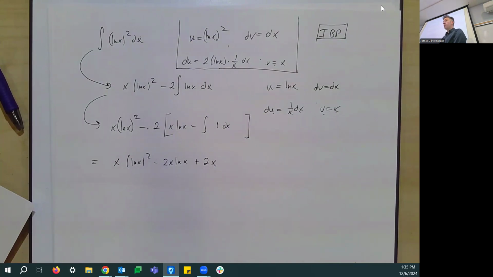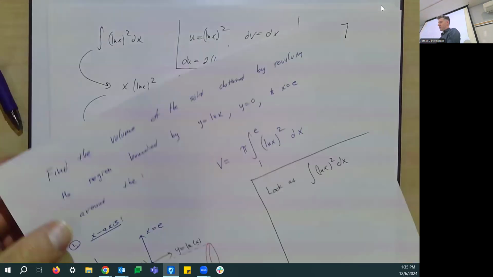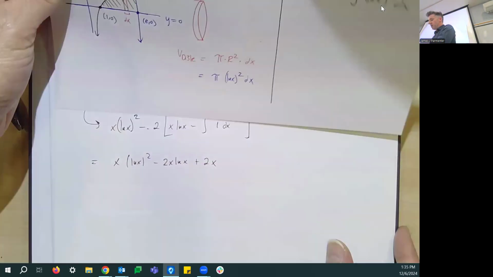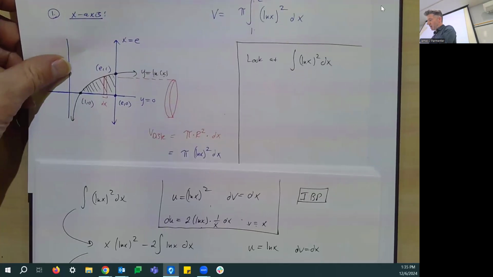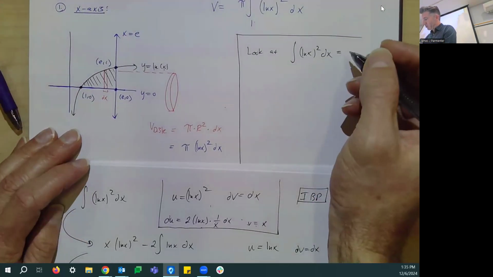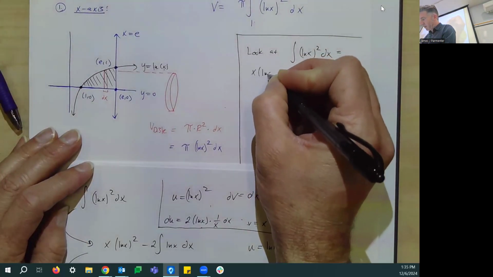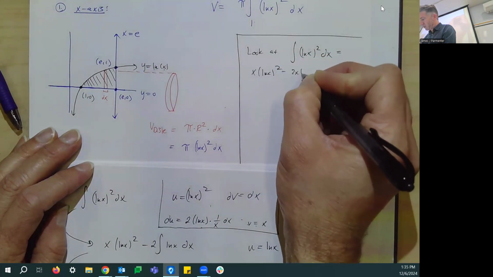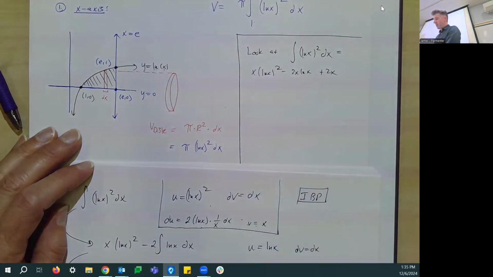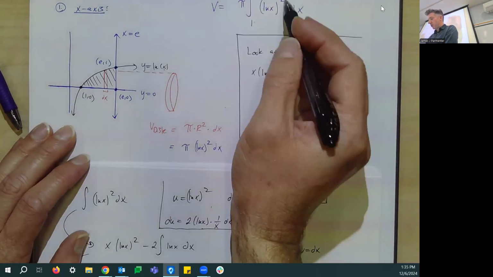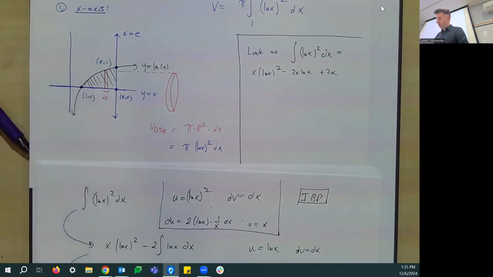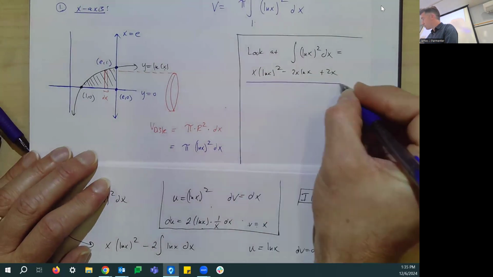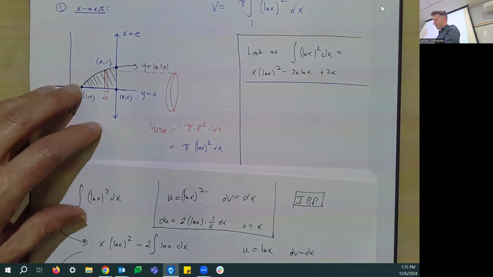So I should have not tried to cut off space here and just left room for this. Oh well. So then we're going to go back to this and say, okay, we did it. It was equal to x times natural log of x squared minus 2x natural log of x plus 2x. And then we can say, great. So then this integral, our volume, is going to, sorry, I don't know why I'm keeping this on the board.